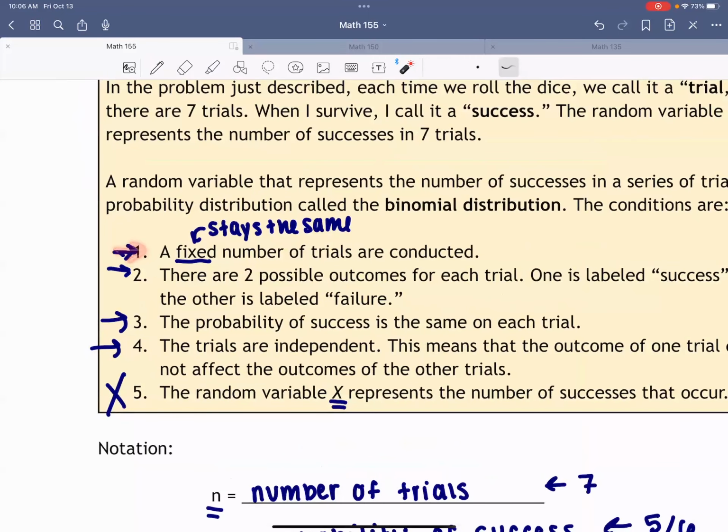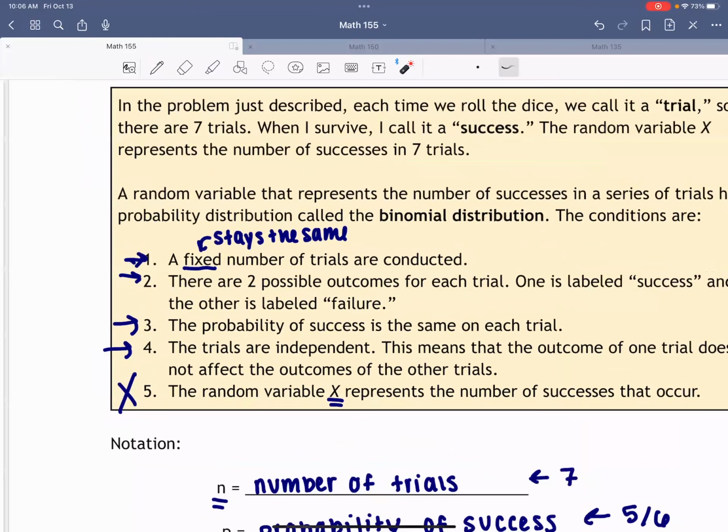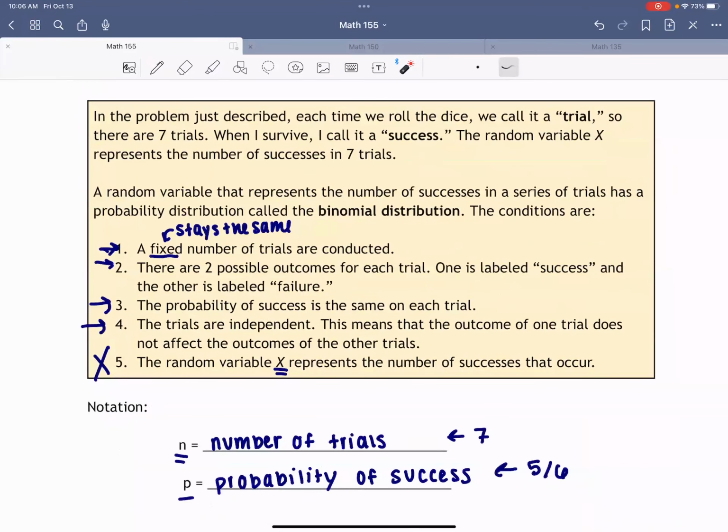The first property was that we have a fixed number of trials. The word fixed just means that it stays constant and it doesn't change, right? So no matter what happened in my experiment, I had to roll the die 7 times. There was no changing that, right? Number 2 was that I had this idea of succeeding and failing, right? There's no other possibility, either success or failure.